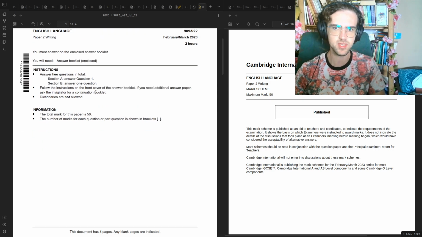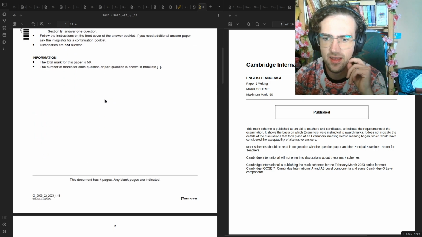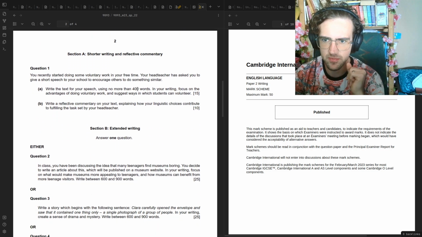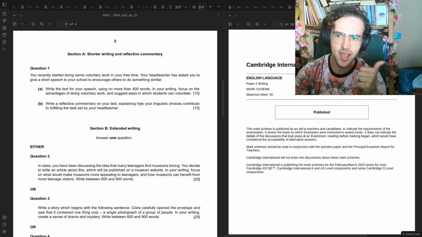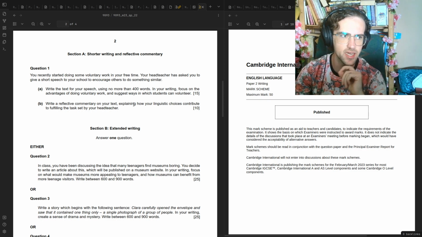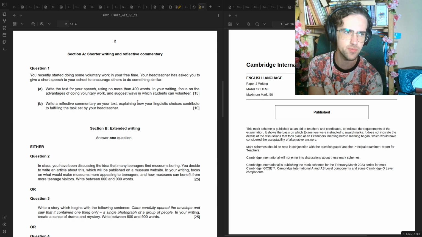Cool. So what we've got is we've got to write this 400 word speech. Okay. And we need to focus on, so it tells us what to focus on: the advantages of doing voluntary work, and it tells us to suggest ways in which students can volunteer. Okay. So we need to make sure that those two things are in our speech.